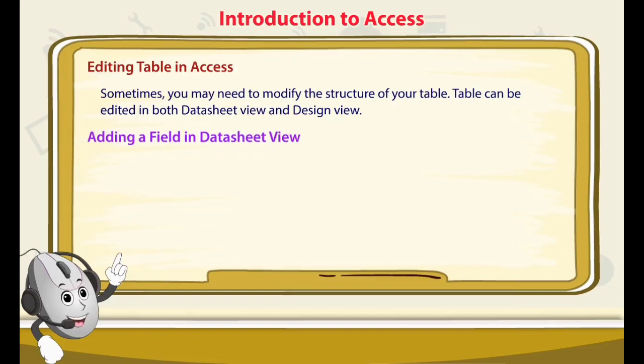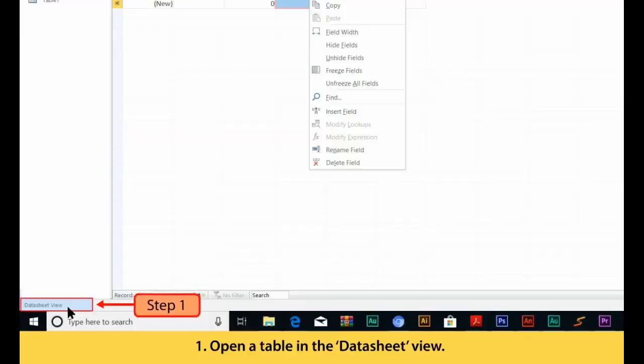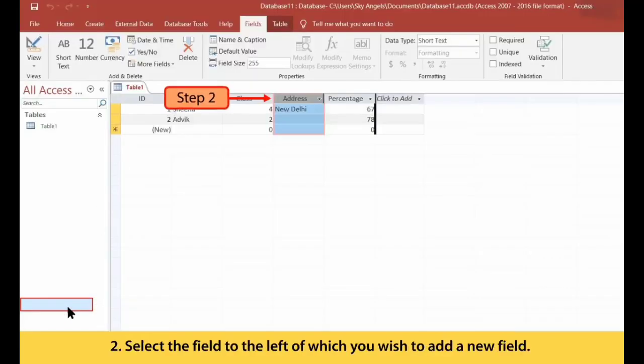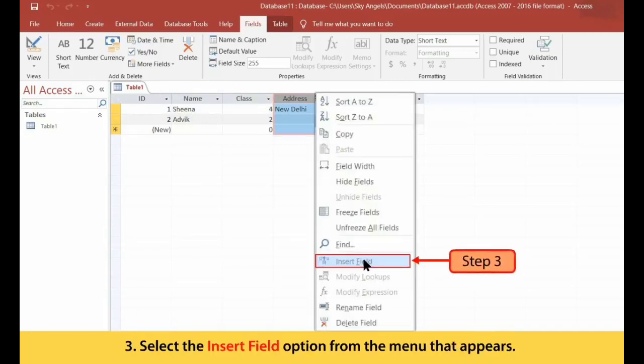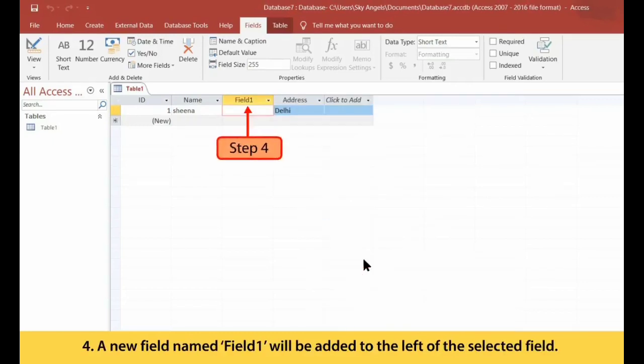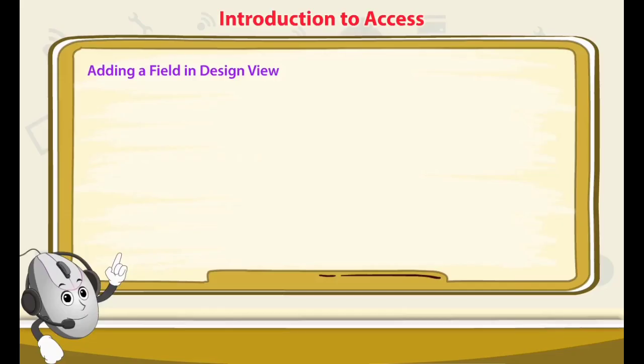Adding a field in Datasheet view. Follow these steps to add a field in Datasheet view. 1. Open a table in the Datasheet view. 2. Select the field to the left of which you wish to add a new field. Right-click on the drop-down arrow of the field. 3. Select the Insert Field option from the menu that appears. 4. A new field named Field 1 will be added to the left of the selected field.